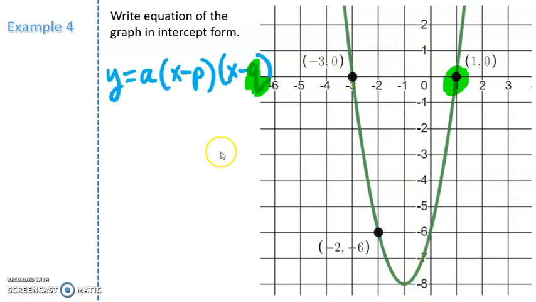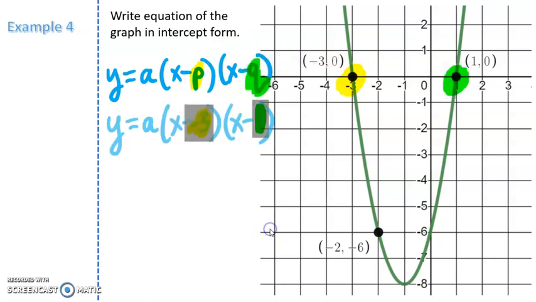So we're going to start with y equals a times x minus p times x minus q, where p and q are our x-intercepts. So -3 is going to be our p, 1 is going to be our q. So when we plug those in, we get -3 for p and 1 for q. So after we plug that in, you can see we have minus -3 here, and that's going to create a +3 situation. We'll change that in a second.